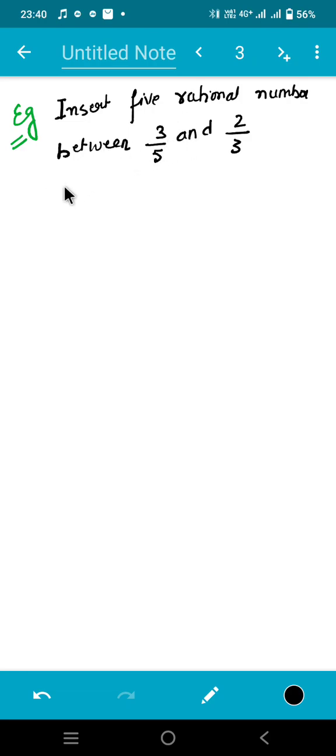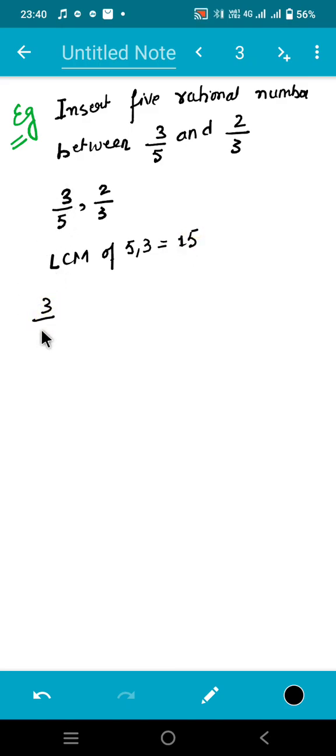So in this type of sum, you see these are the required given rational numbers. In between these two rational numbers, you have to insert 5 rational numbers. Before that, you need to make the denominators similar. For that, you have to find the LCM of the denominators, that is 5 and 3. If you do the LCM of 5 and 3, you will get 15. Now, individually, you will write the rational numbers. This is the first rational number, so I have written 3 by 5, with a multiplication sign.